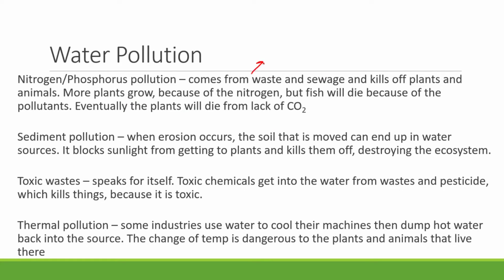So initially we get a boost in plant growth, but kill some fish. And then eventually down the line, without any fish, we see lots of plant death as well, which leads to a collapsing ecosystem.